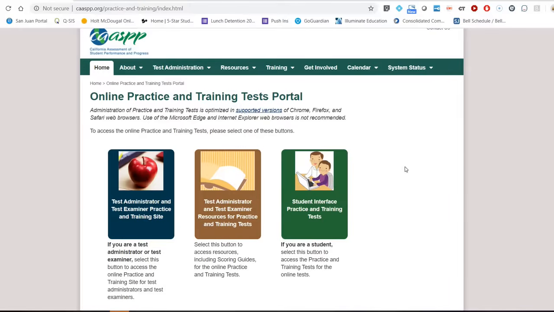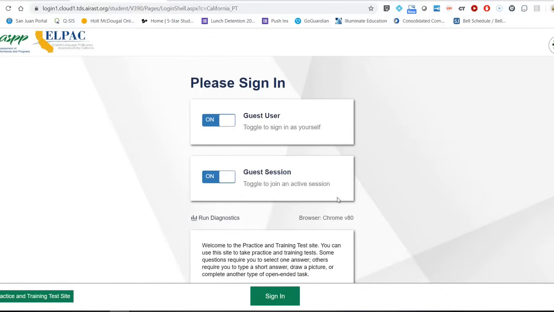We're going to be breaking it up into 5 questions at a time. So today we're going to start by getting into the practice test, and then we're going to do the first 5 questions. So I've gone to the CAASPP practice test site, and now I'm going to go ahead and press on the green button to get us started.